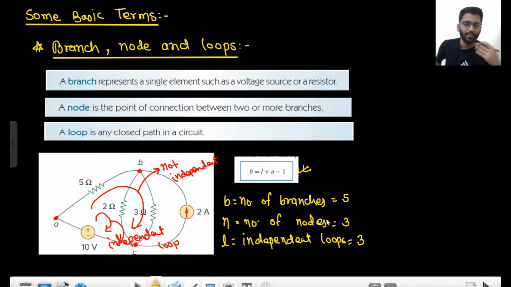What I need to deliver here is that you need to know what nodes are. When I sometimes say node A while delivering the lecture, you should know what I am talking about. This is node A, and this is a branch of 5 ohm, 2 ohm, 3 ohm, 2 ampere, 10 volts, and this is a loop. This is an independent loop. This one also is a loop, but this is not an independent loop. This is a dependent loop. There are 3 independent loops: loop 1, loop 2, and loop 3. So these are basic terms. I hope you understood it.